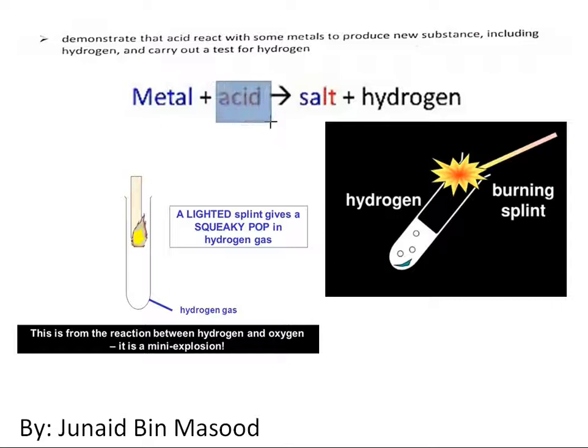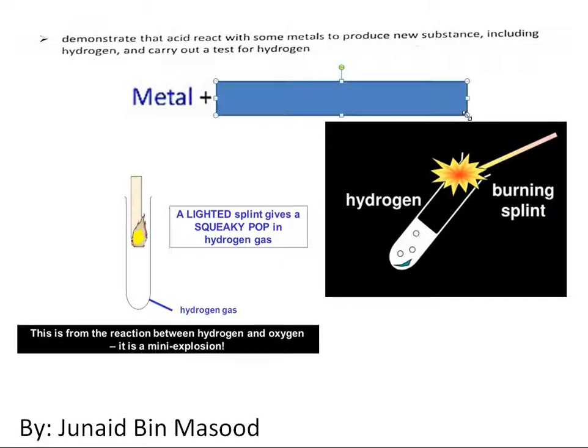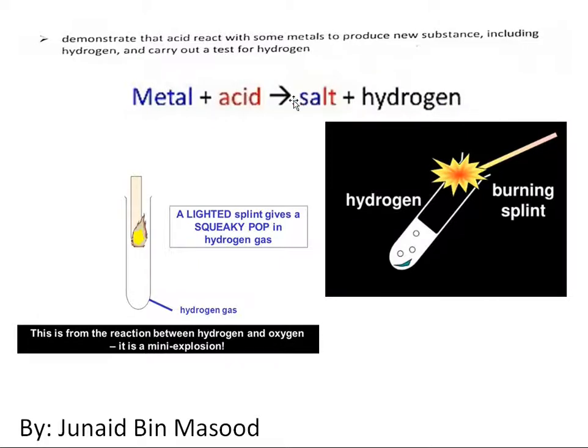Now, whenever an acid reacts with a metal, it will always produce salt and hydrogen gas. Okay, this is a rule. This is a chemical rule for a chemical change. Whenever a metal reacts with an acid, it will produce salt and hydrogen gas.